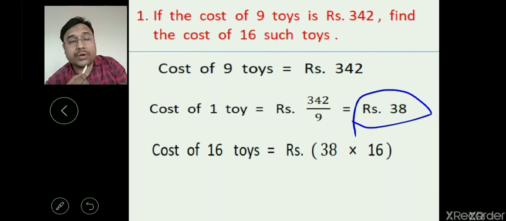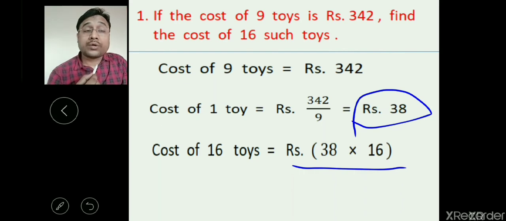Obviously you will write that the cost of 16 tees equals 38 into 16. That means if you know the cost of 1 tee, then you multiply that cost by whatever number of tees you want to find the cost of. If you want to find the cost of 16 tees, you multiply the cost of 1 tee with 16. And if you want the cost of 20 tees, you multiply the cost of 1 tee with 20.